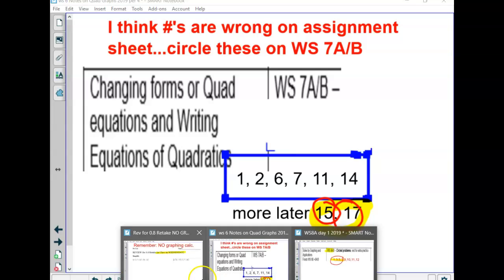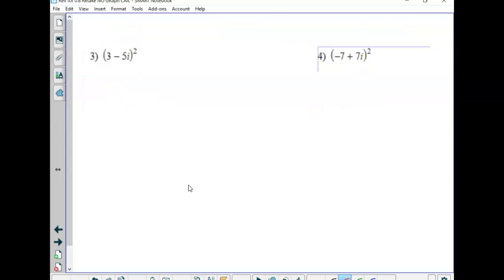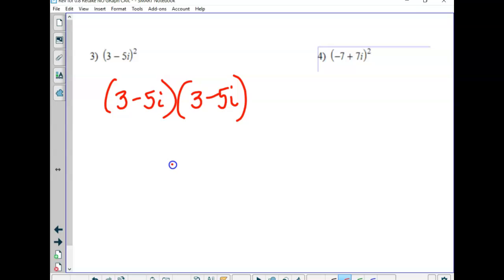All right, I have the review open here. What would you like? Nobody's going to FOIL on numbers 1 or 2, right? Just adding like terms. 3 or 4, you've got to write it out. Everybody good with that? You have to FOIL out 3 minus 5i times 3 minus 5i. There's no shortcuts. And if we get an i squared, we have to remember to trade it for a negative 1.